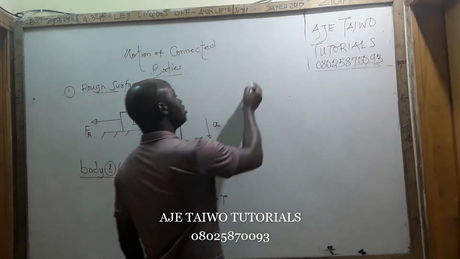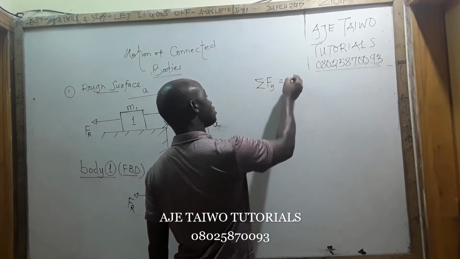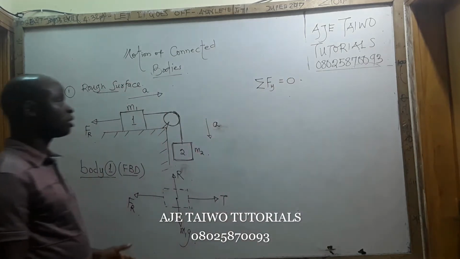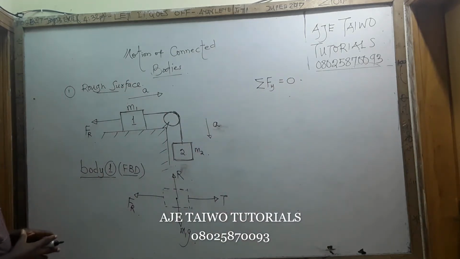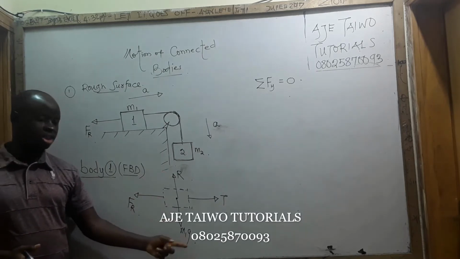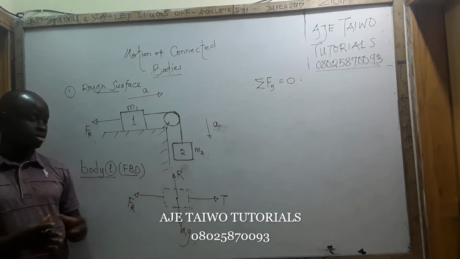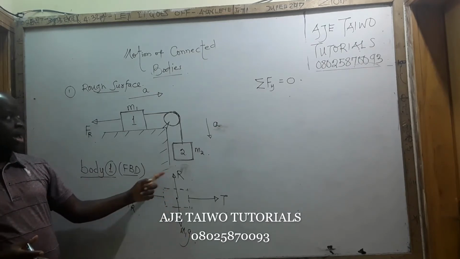You can say summation of vertical forces equals 0. Where are the vertical forces? R and M1G are the vertical forces. R is in the positive y-axis.